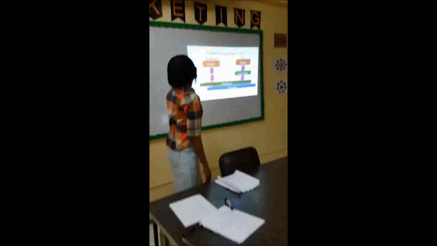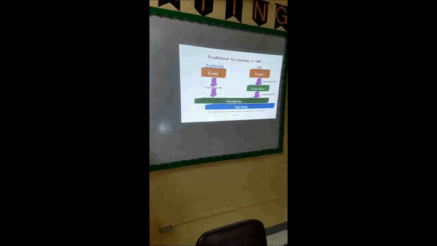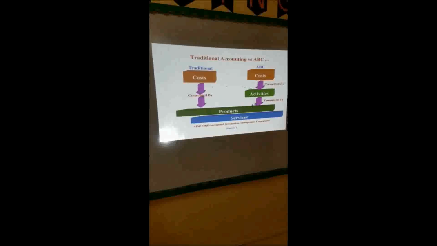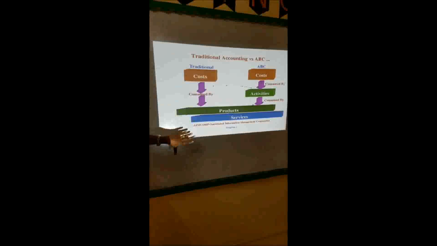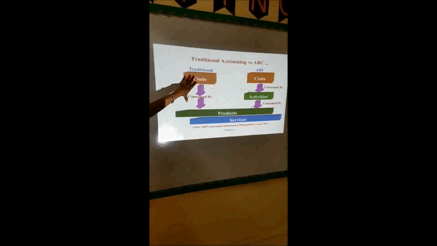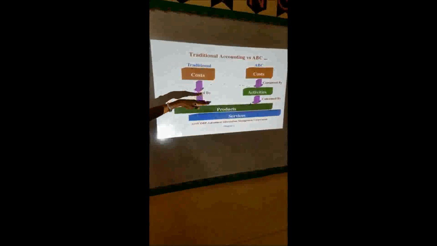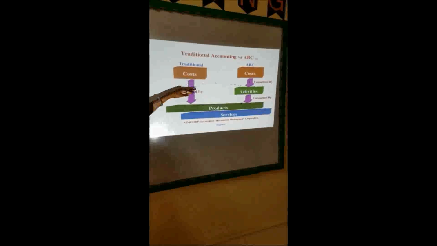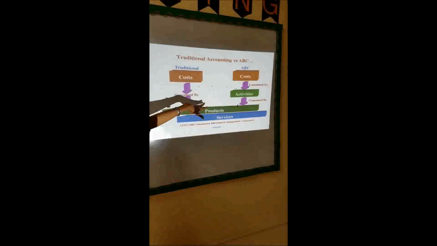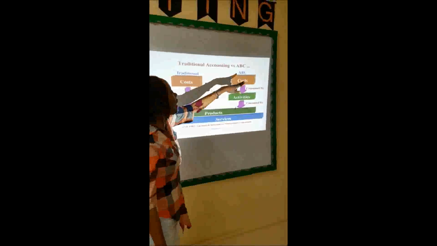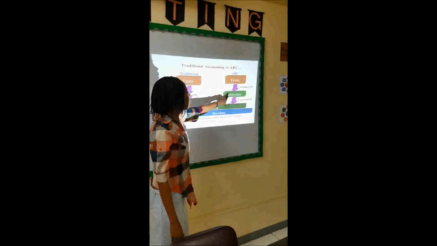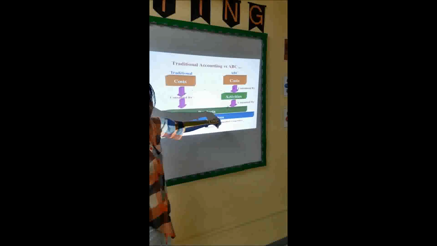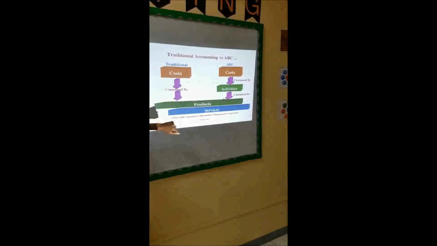Alright, so now we're going to move on. This is traditional accounting versus ABC. What we see here is that traditional accounting is just the cost of the goods. They don't even care about the activities in between this process. It's just the cost to the product. ABC has a breakdown where you have the cost, but the cost is also determined by the activities that help to make the product. Clear enough? Okay.